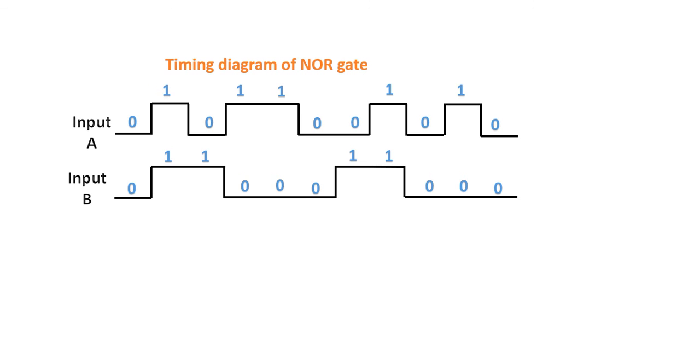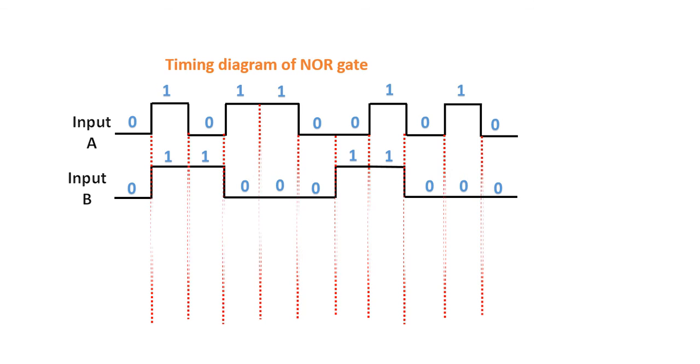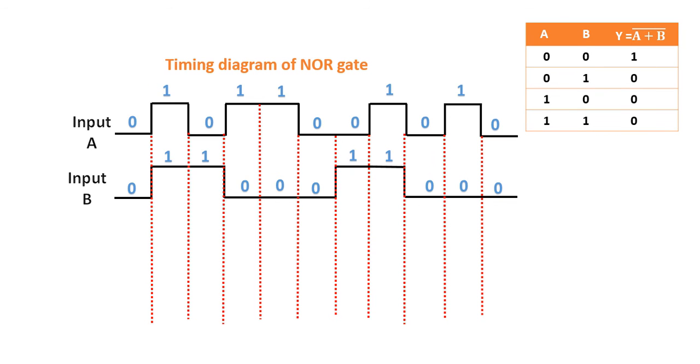We have to figure out the points where the values of input A and input B change. I've drawn a red dotted line here. This red dotted line represents the point exactly where input A and input B change their values. Now from the truth table of the NOR gate, we will be able to draw the graphical representation of our output. This is the truth table of our NOR gate, where you can see the output is high only when both the inputs are low, and in the rest of the cases the output is low.